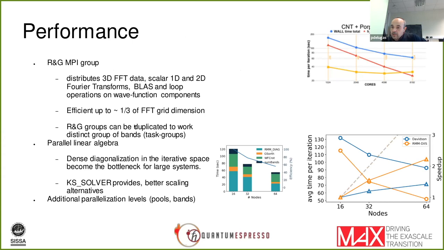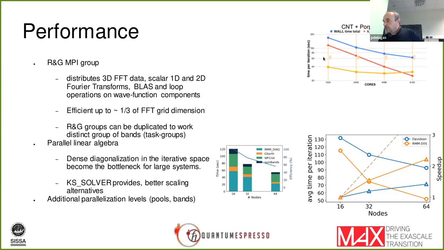So what about the performance in Quantum Espresso? The performance is based on a basic parallelism, let's say, the one based on the PW MPI group that distributes the three-dimensional FFT grids among processors and performs scalar 1D and 2D Fourier transforms. It also distributes the BLAS operations and the loops on these sets. This parallelization is efficient up to one third of the FFT grid dimensions. One way to improve this parallelization is to duplicate the PW groups in order to work on distinct groups of bands. This is the so-called task group parallelization.